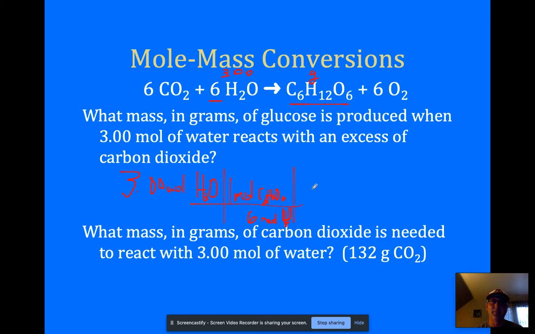C6H12O6. There you go. You can use your imagination. So now moles of water cancel. So if we needed moles of glucose, we would be done. But we don't. We need grams of glucose, so we have to go one step further. So we just add on like that.